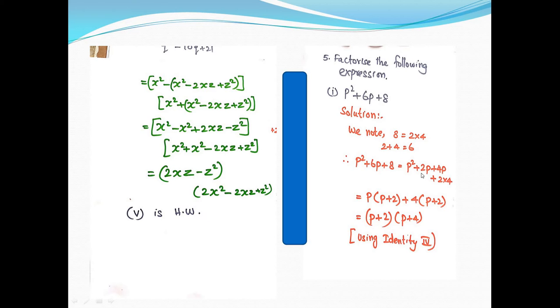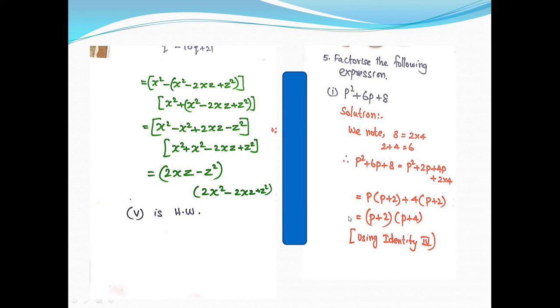Here in the first two terms, p is the common factor, and the non-common factor is p plus 2. In the next two terms, 4 is the common factor, and the non-common factors in the third and fourth term are p and 2. So, 4 multiplied by p plus 2. Again, in this step, you can see that p plus 2 is the common factor. So, write p plus 2 as common factor multiplied by p plus 4 using identity number 4.